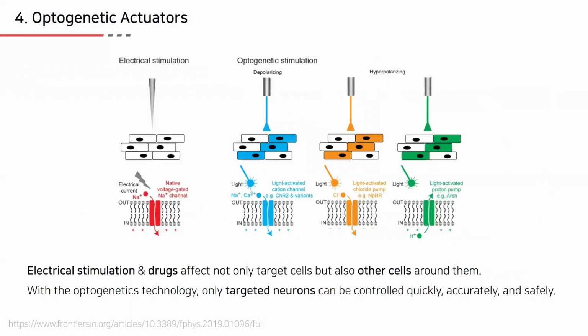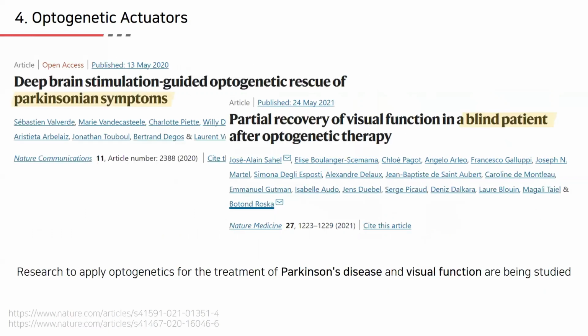Electrical stimulation and drugs, which have been used to manipulate neurons, have limitations that affect not only targeted cells, but also other cells around them. With the advent of optogenetics, only desired neurons can be controlled quickly, accurately, and safely. Nowadays, research on applying optogenetics to the treatment of various diseases such as Parkinson's disease is being actively conducted. In addition, it is expected to be used for the visual function recovery of the blind.